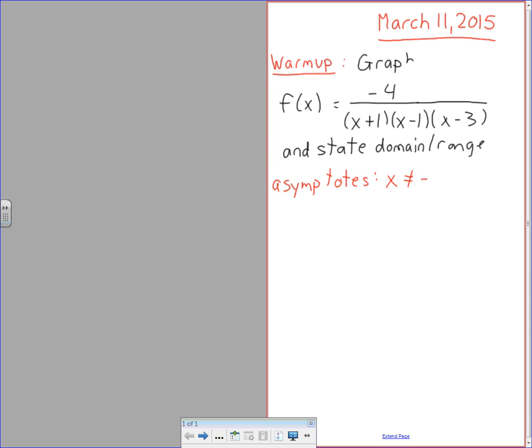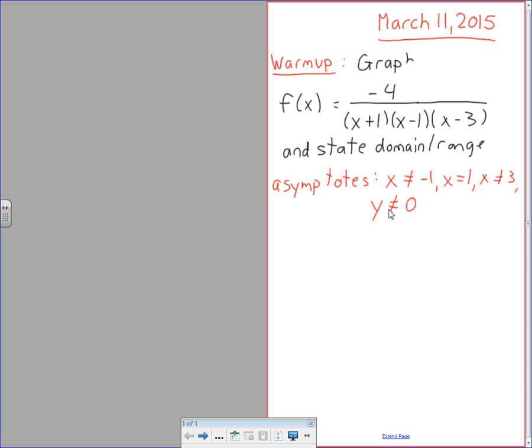X cannot be -1, x cannot be 1, x cannot be 3, and y cannot be 0. So before I do my interval chart, I'm going to draw this on the graph, just because it's easier to see. It's much easier to visualize these things, and then get all the intervals. Does anyone have any questions on where those four things came from?